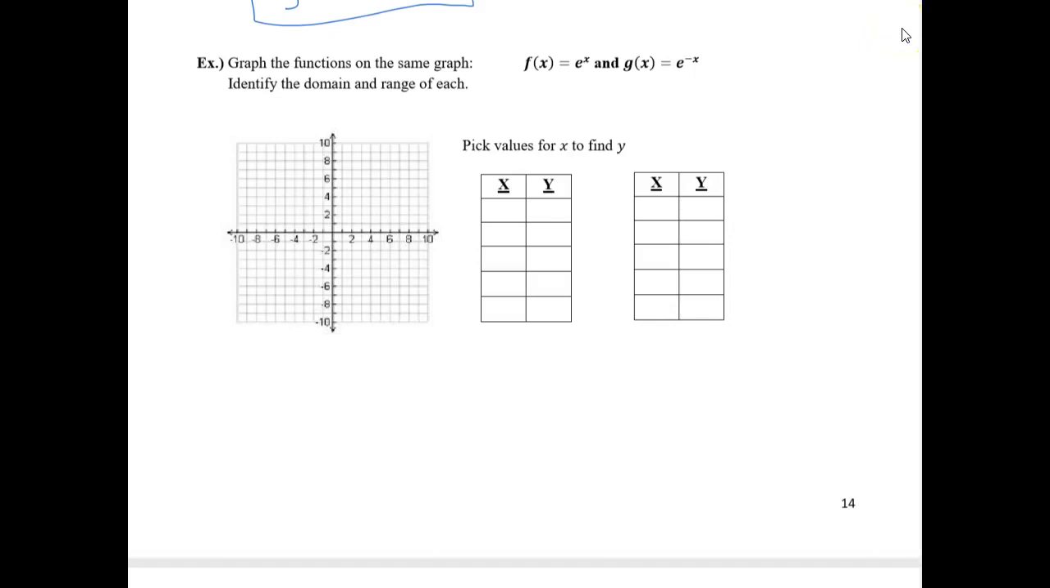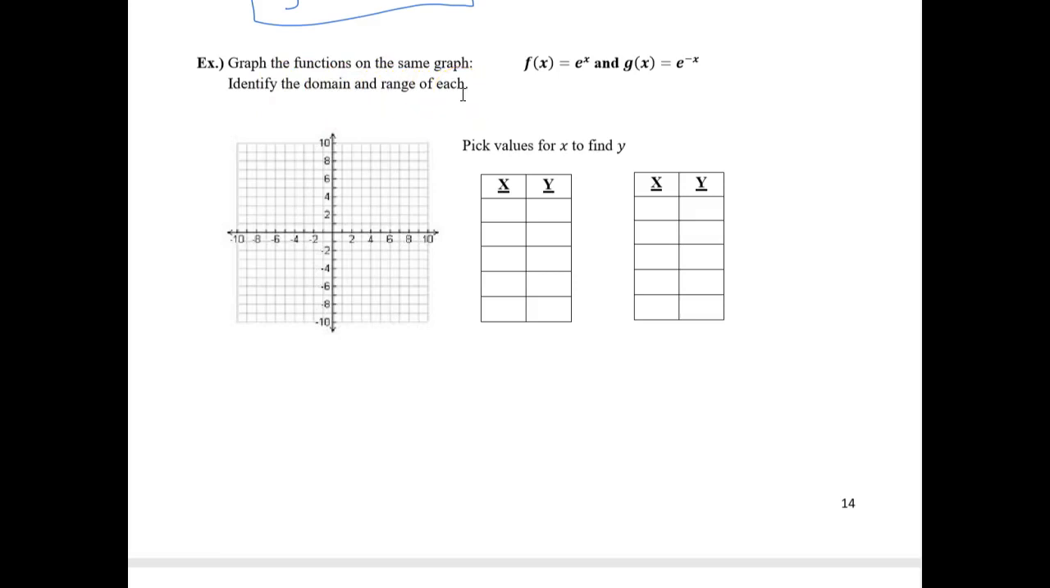In this video, we are going to be talking about functions involving base e. So the first two that we're going to graph are f of x equals e to the x, and then we're also going to graph g of x equals e to the negative x, and then just compare what happens with them and find the domain and range of each of those.